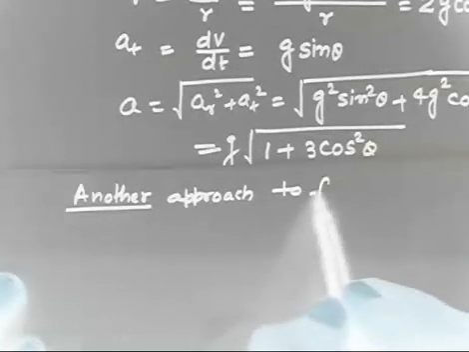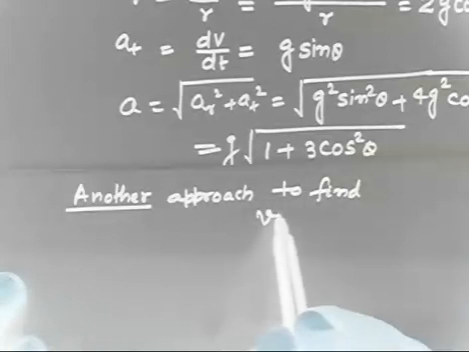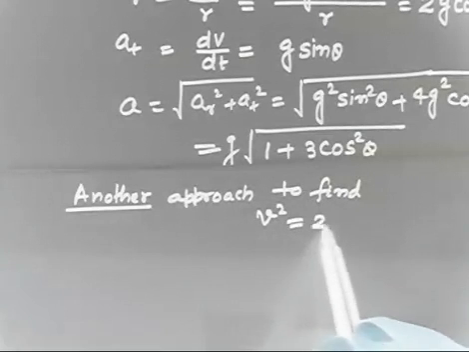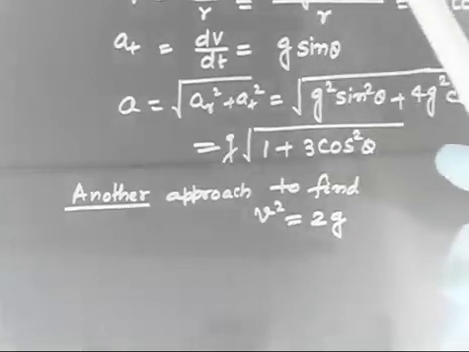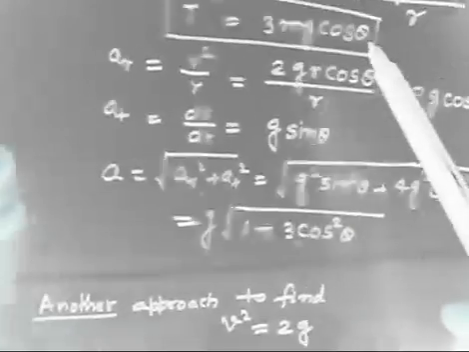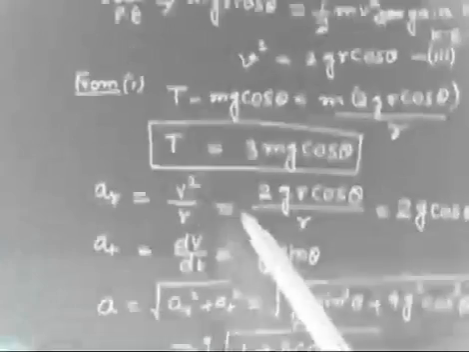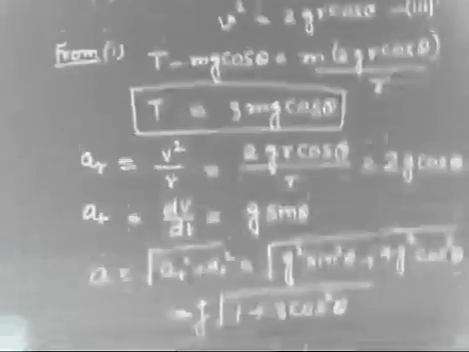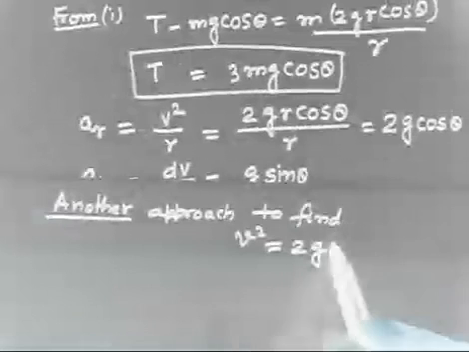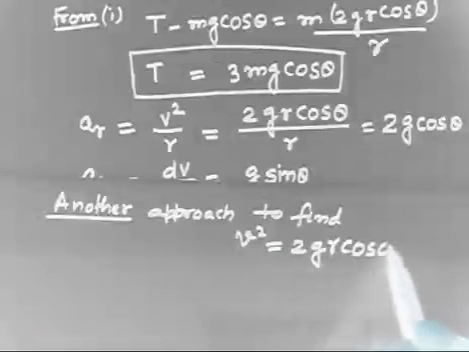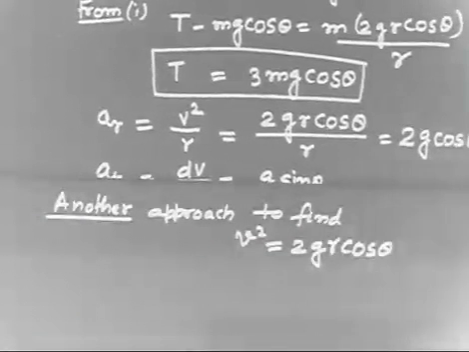To find v square, this is equal to 2gr cos theta. So here you have v square, what you see here. You are not able to see now, so let me rub this one. So v square is 2gr cos theta. I want to find v square as 2gr cos theta.